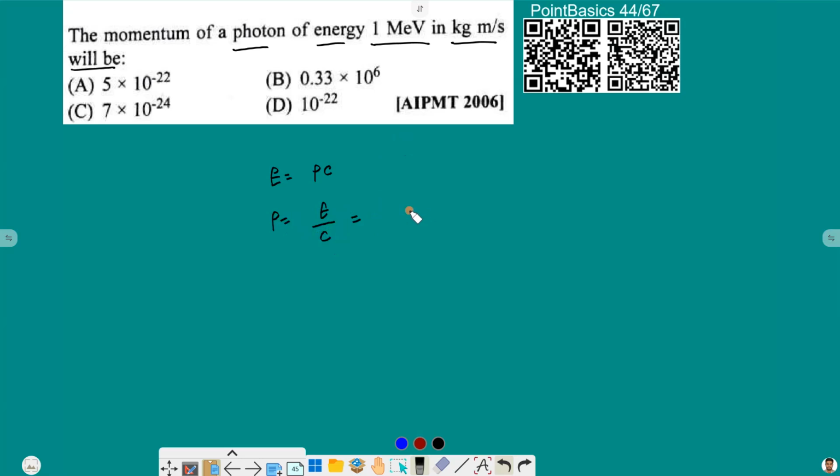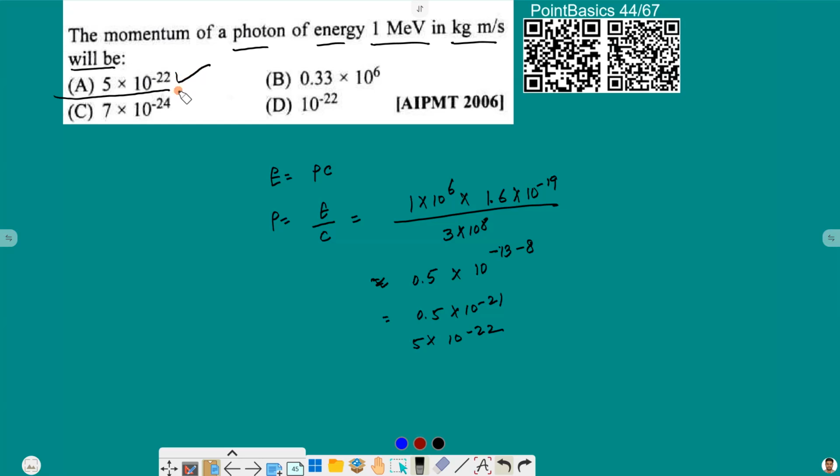Now the energy of the photon is 1 mega electron volt, so that will be 1 into 10 raised to power 6, and that is in electron volt, so 1.6 into 10 raised to power minus 19, divided by c, that is 3 into 10 raised to power 8. So this will give us 0.5, approximately, into 10 raised to power minus 30 on the upper side, and this 8 will go as negative on the lower side. So 0.5 into 10 raised to power minus 22, and that can be written as 5 into 10 raised to power minus 23. That is option A for us.